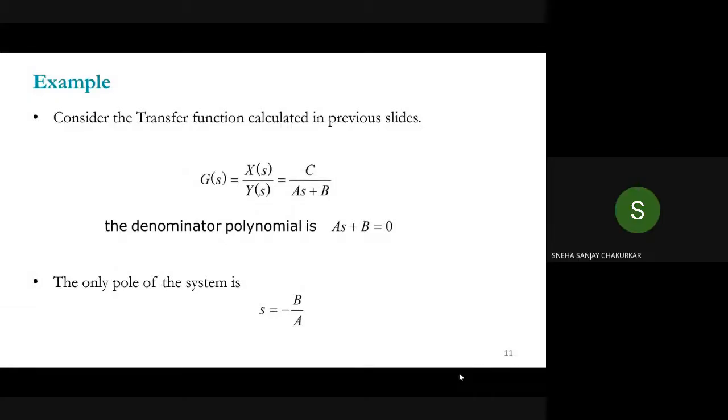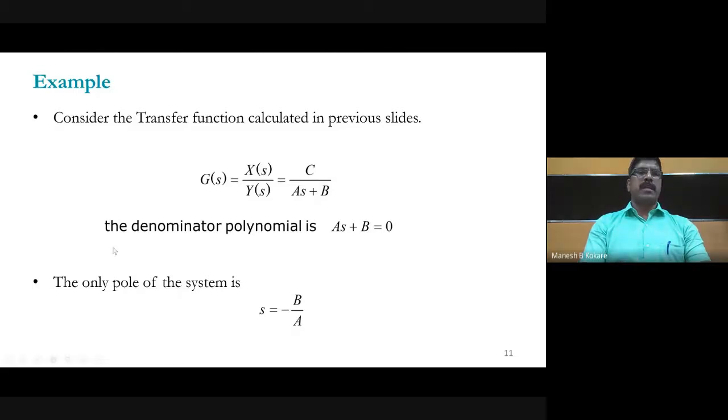Yes, sir. Okay, fine. So I was considering this example, where the transfer function is given by C by A s plus B. This is the root of the denominator A s plus B, which is nothing but s equal to minus B by A, because if you take A s equal to minus B, then s will be equal to minus B by A. So this pole is located at minus B by A.